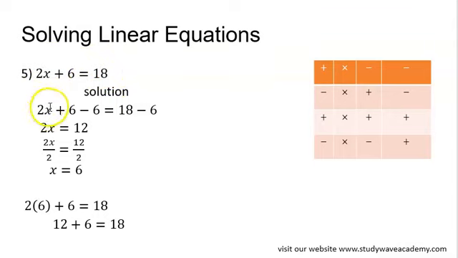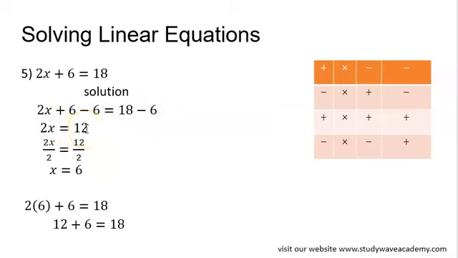So we have 2x plus 6 minus 6 equals 18 minus 6. Remember, we did the opposite of this, and the opposite of plus 6 is what? Minus 6. Okay, so plus 6 minus 6 is going to give us what? 0, right? So we have 2x equals 18 minus 6, which is going to give us what? 12, correct. So we have 2x equals 12.